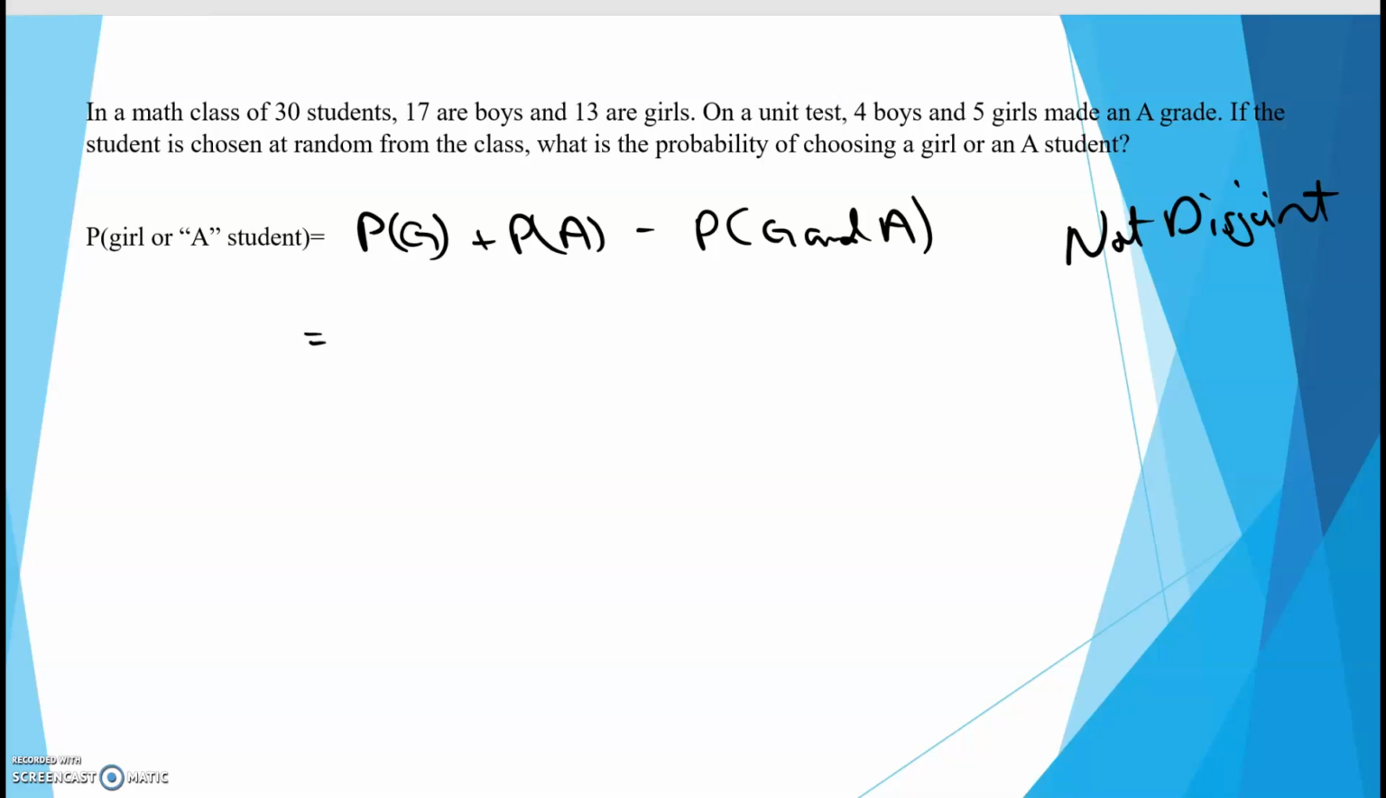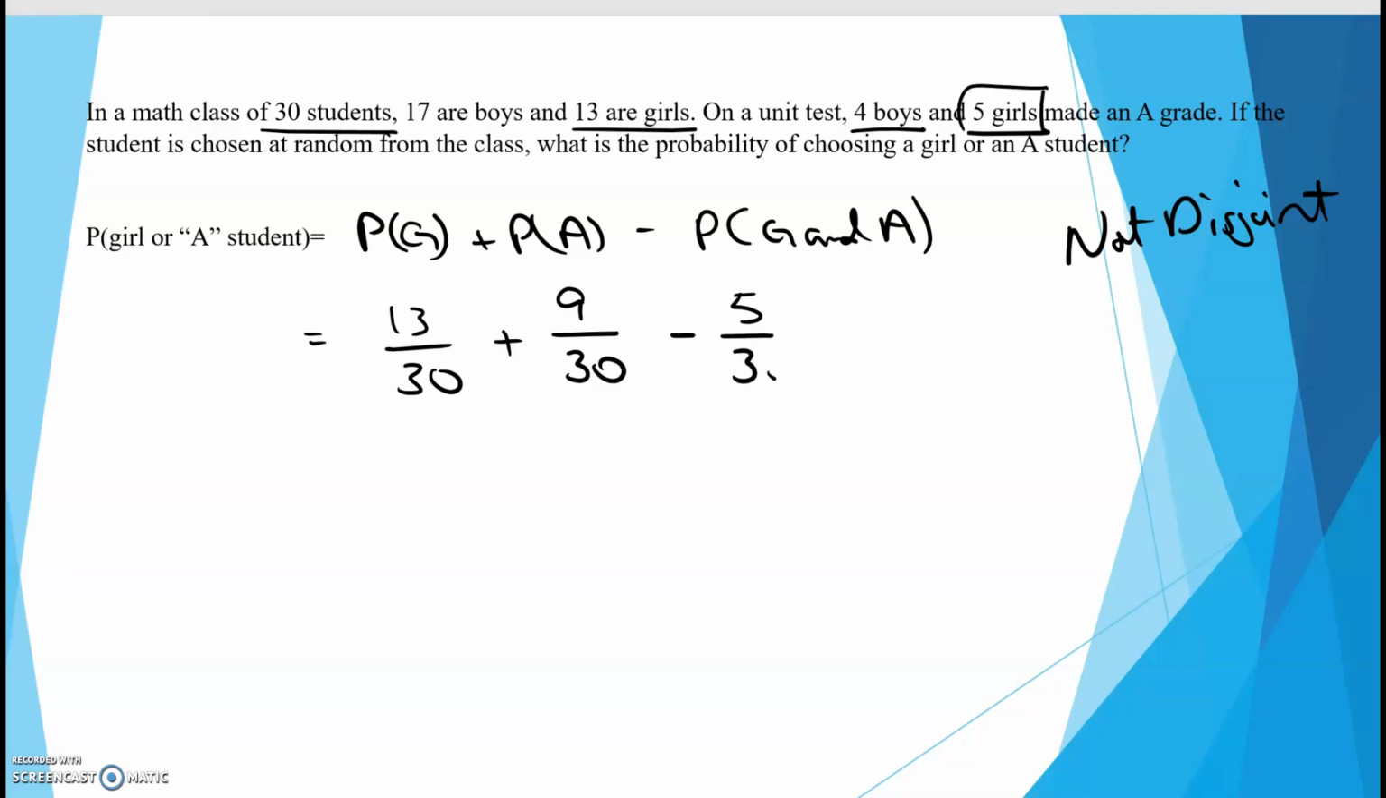Okay, so we have 13 girls out of 30 students. And we have how many people made an A? Well, 4 boys and 5 girls. So that's going to be 9 out of 30 minus how many of them were girls and A students? Well, just 5 out of 30. Okay, so now we've got 13 plus 9 minus 5 all over 30. And that's going to give us 17 over 30.